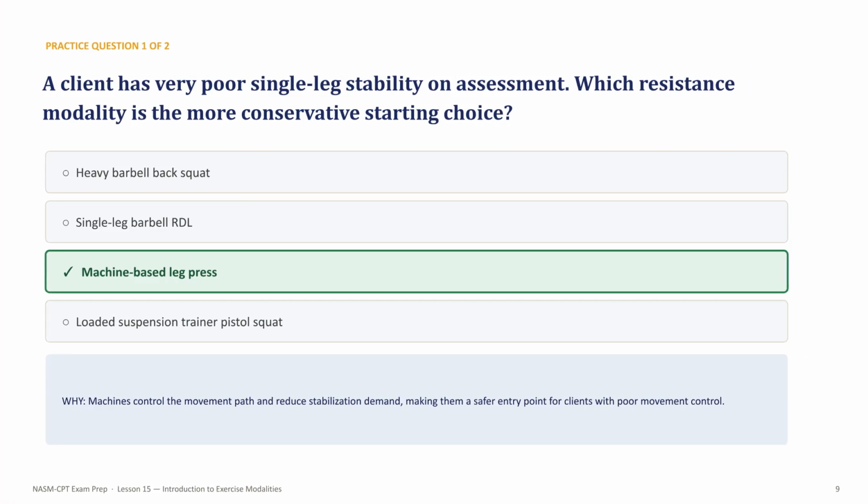Let's check your understanding. Question: a client has very poor single leg stability on assessment. Which resistance modality is the more conservative starting choice? Take a second and think it through. The correct answer is machine-based leg press. Here's why. Machines control the movement path and reduce stabilization demand. That makes them a safer entry point for clients with poor movement control. This connects modality selection directly back to the assessment findings you covered in Lesson 13.